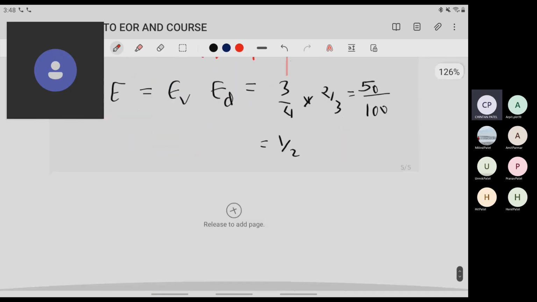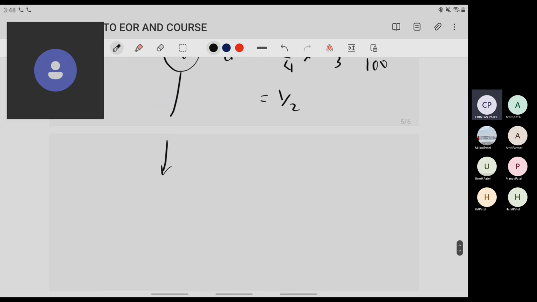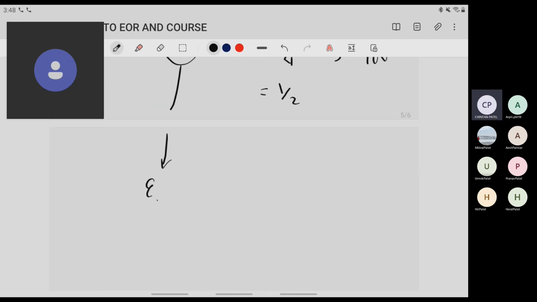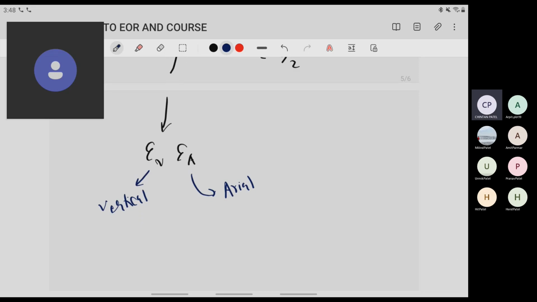Now again, whatever we have discussed with EV can be further divided into two things. One is vertical and one is aerial. This is vertical and this is aerial, because volume itself is a multiplication of area and height.